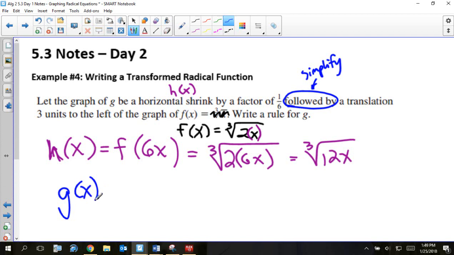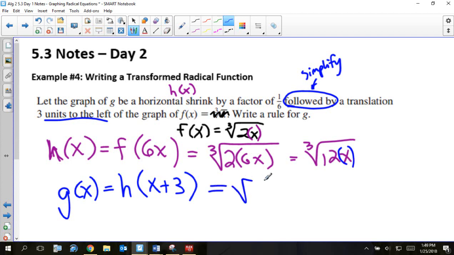And so after followed by, we're now going to do a translation 3 units to the left. So translation to the left is horizontal. That means I'm going to take my h function and I'm going to do something to the x inside. 3 units to the left is going to be x plus 3. So wherever I see an x in the previous function, right here, wherever I see an x, that gets parentheses around it. Wherever I see that x, I replace it with x plus 3. So I have cube root 12 parentheses x plus 3 plus parentheses.